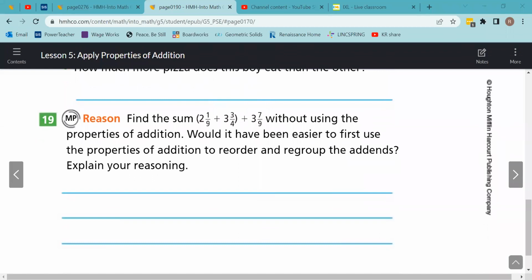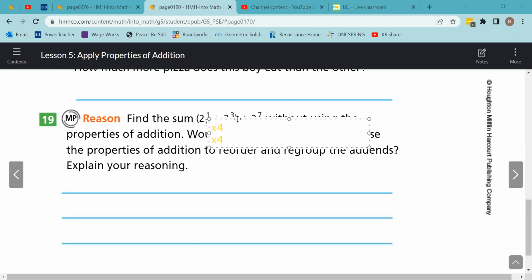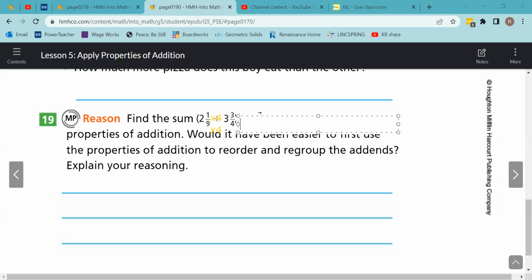Okay, last one. Find the sum without using the properties of addition. Oh man, they're a little bit rough here. So of course I immediately want to group those two together with the 9ths, but they're telling us not to. So let's make a common denominator. 36. So we have to do times 4 to the numerator, times 4 to the denominator. And then here times 9, numerator and denominator. Make 36 our common denominator, right? And this one times 4 times 4. Okay, and the good old rewriting.